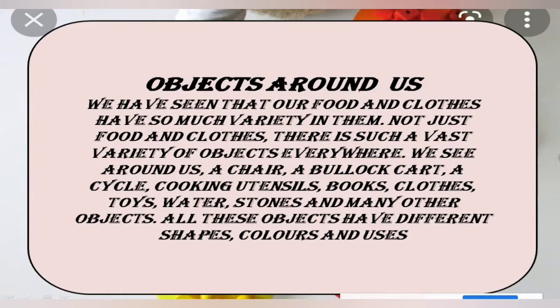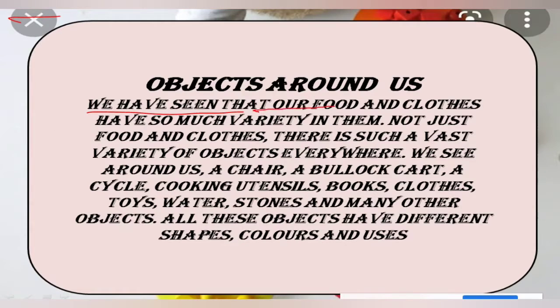You can see various objects around you. For example, your laptop, your mobile, your worksheets, your books, your copies, or a wall. You are living in a house, and in the house you can see different things, curtains or a fan. So these are different varieties of material around you. Okay, so let's read this.